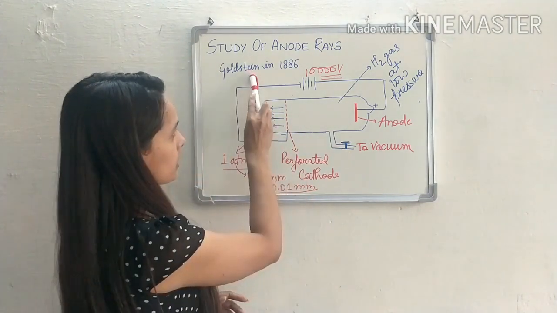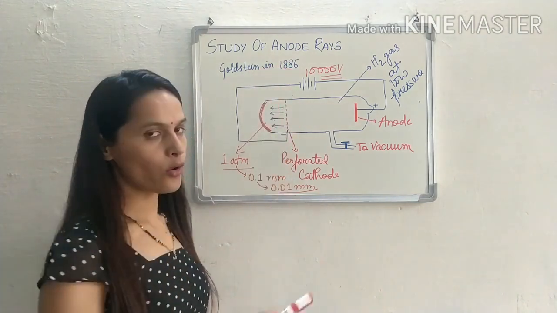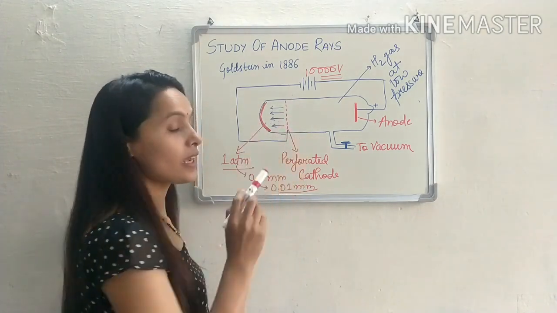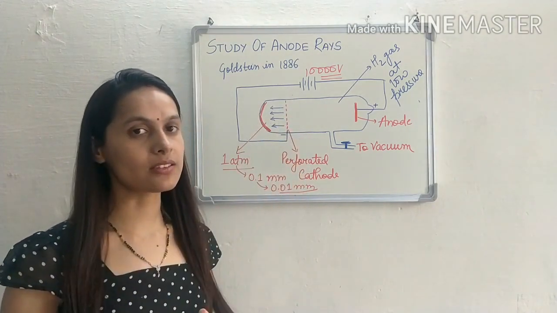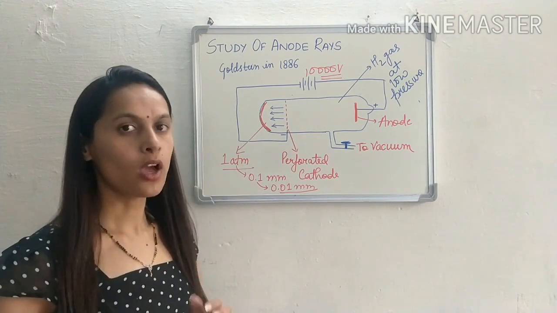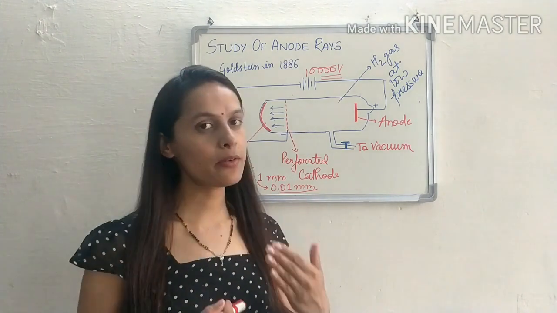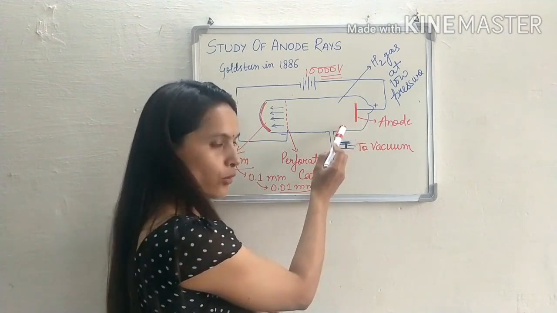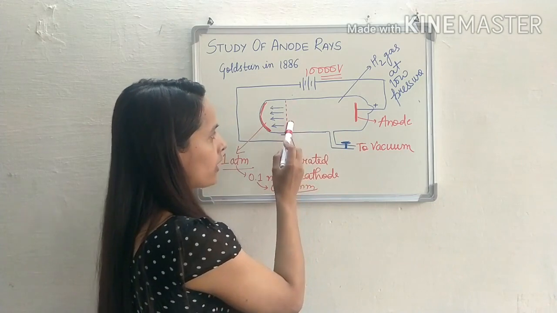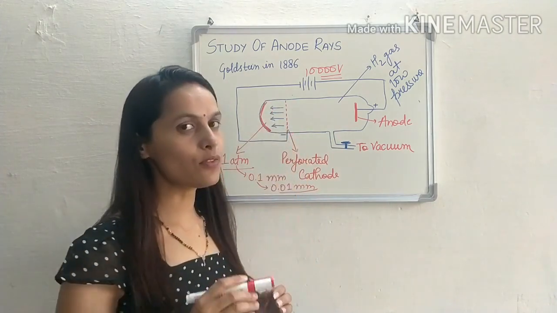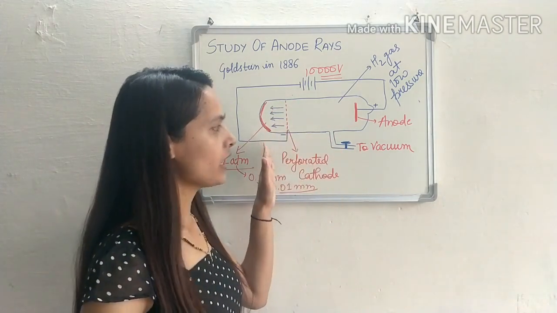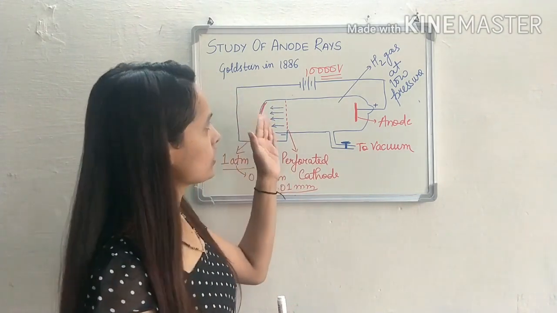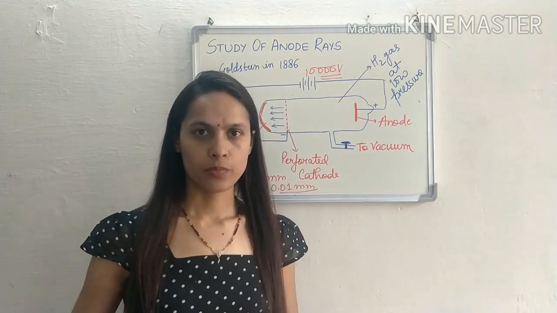Clear? So Goldstein in 1886 performed a discharge tube experiment in which he took a perforated cathode electrode instead of a normal cathode electrode. What he observed, at very high voltage and at very low pressure, some of the rays coming from the anode penetrate the cathode and produce a green fluorescence color behind the wall of the cathode, and the rays which are coming from the anode, Goldstein termed them anode rays. Clear?